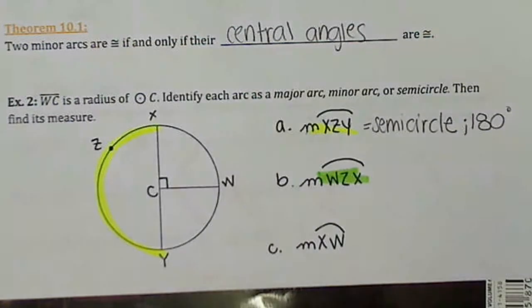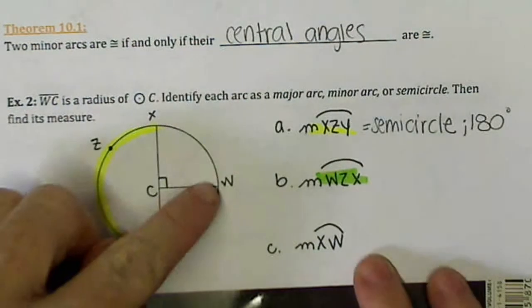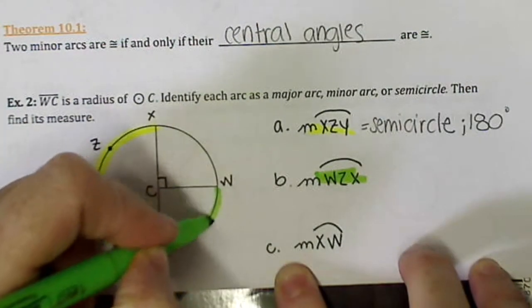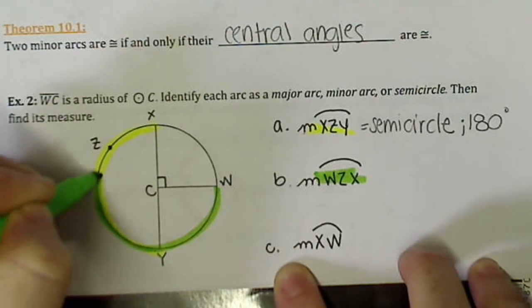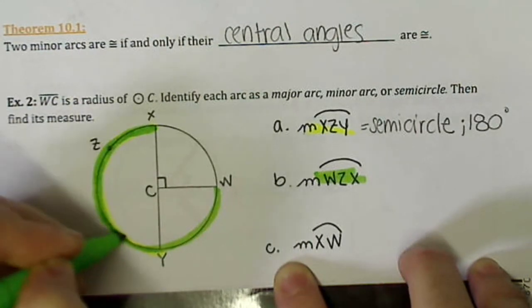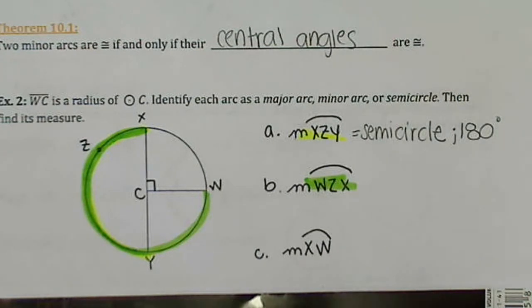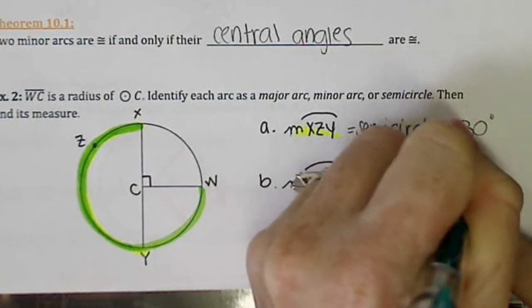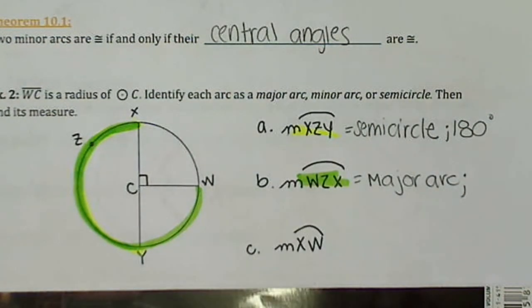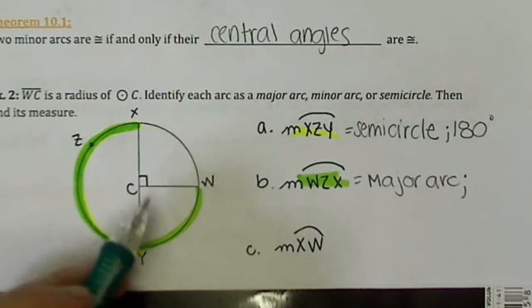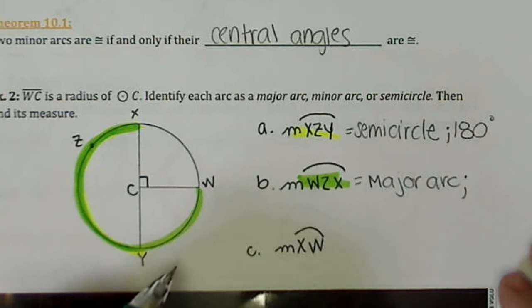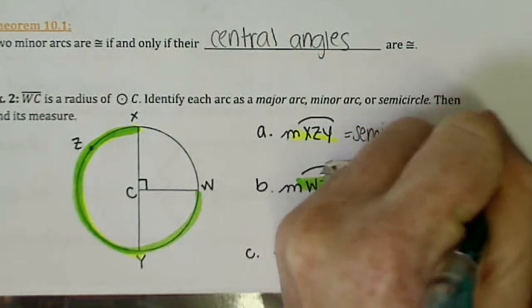Okay, let's do letter B. WZX. Now notice I didn't just say WX because I don't know if that's this part or what part. So WZX, I'm going to go W to Z to X. So is that a lot of the circle or a little bit? It's a lot. It's most of the circle. So this is a major arc. How many degrees? Well, it's bigger than 180, but it's all of it but 90. So 360 minus 90, 270.